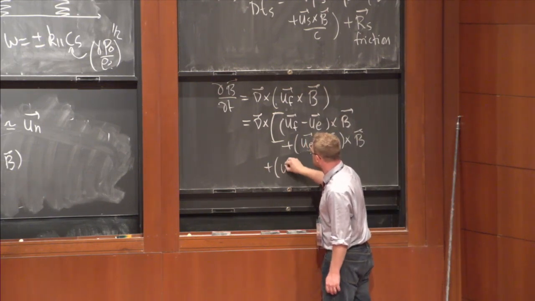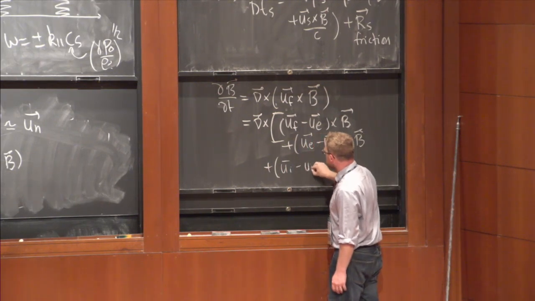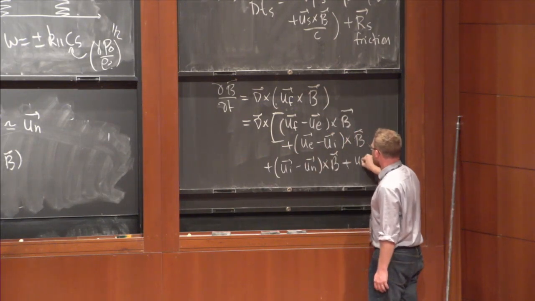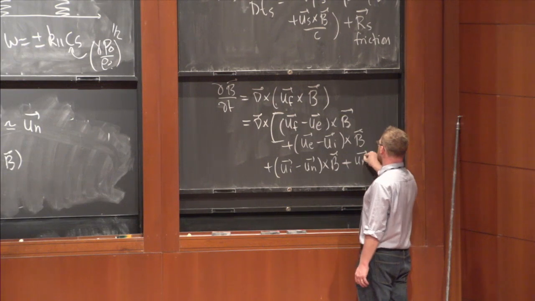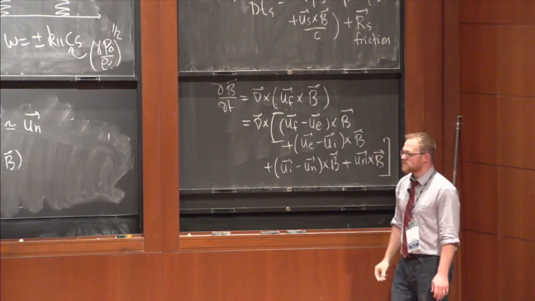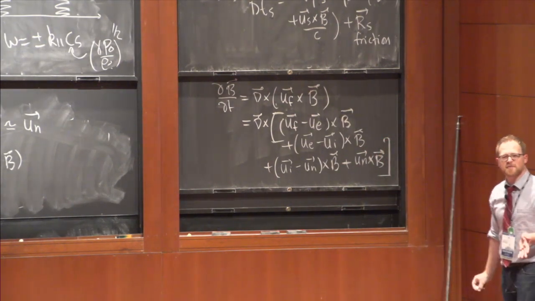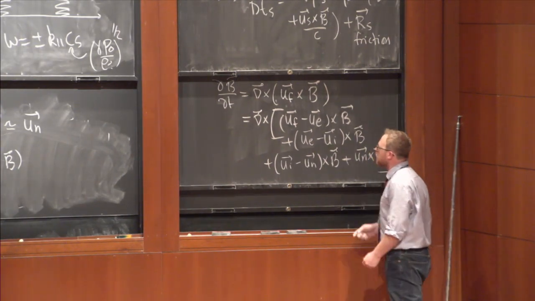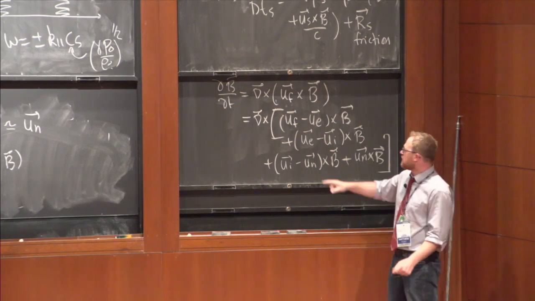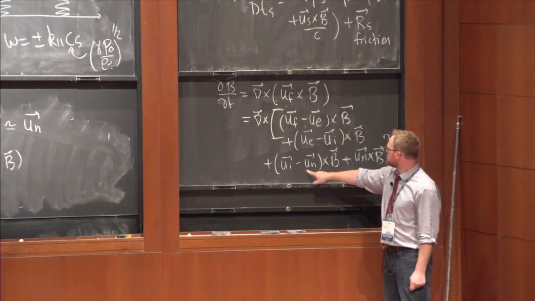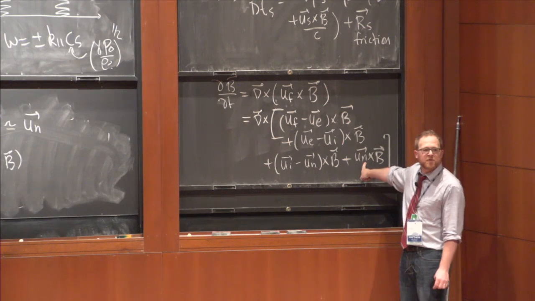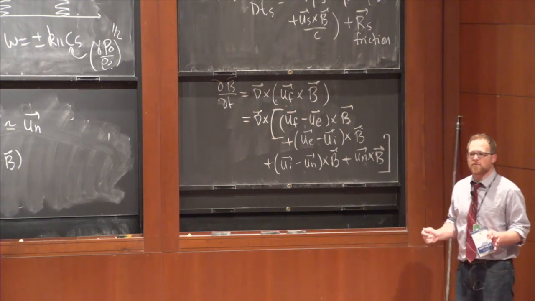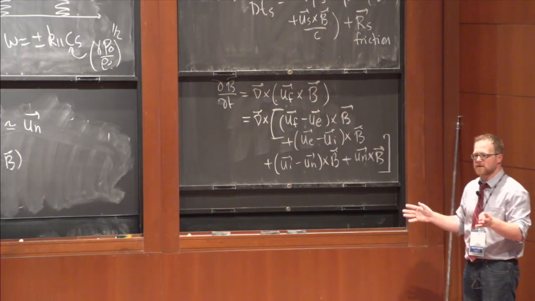Suppose I had some neutrals in the plasma, and I have to add that to make it all go away. So I've done nothing, right? I've just added 0 a bunch of times. Now, in ideal MHD, this is 0, this is 0, this is 0, and this is just the full fluid velocity, right? All the species move, from the standpoint of the macro scales, all the species move together.